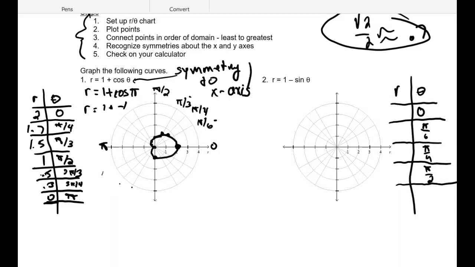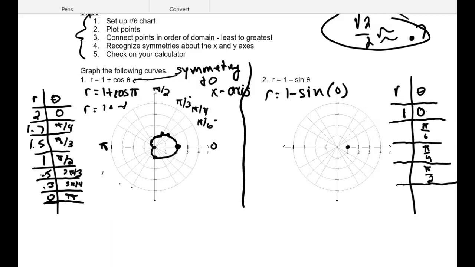So we're just, again, plugging in. So r is 1 minus sine of theta. So take your 0, plug it in. Sine of 0 is 0. 1 minus 0 is 1. So it tells us we look at angle 0, we're going to go out for a radius of 1.